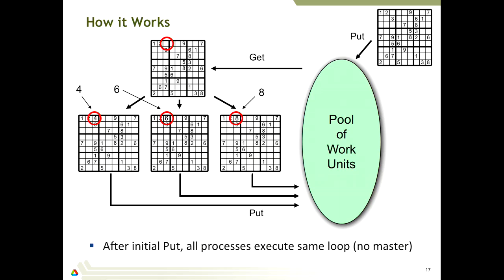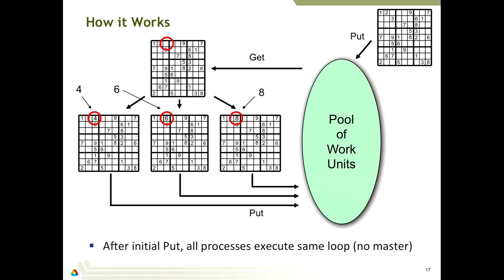So it looks sort of like this. Here's the pool of work units. There's a single put at the beginning, and then everybody does this in a loop until you're done. So he looked at the first blank square. He saw it was possible to be either a 4 or a 6 or an 8. So he makes all 3 of these and puts them back in the work pool.